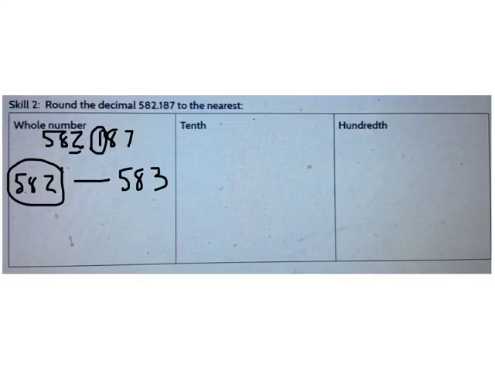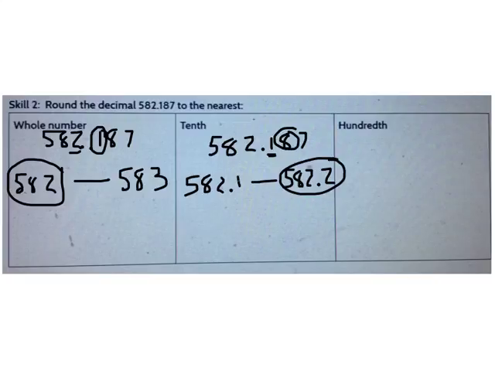Now you try a couple. Round 582 and 187 thousandths to the nearest tenth. Which digit is in the tenths place? The 1 is in the tenths place. Go ahead and round now.